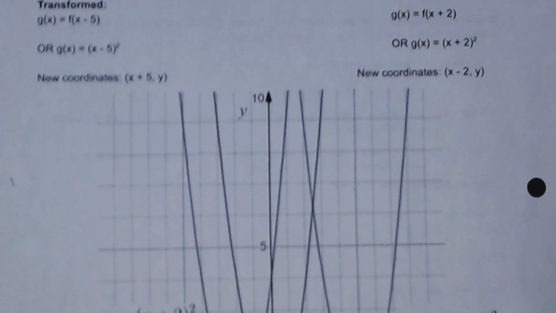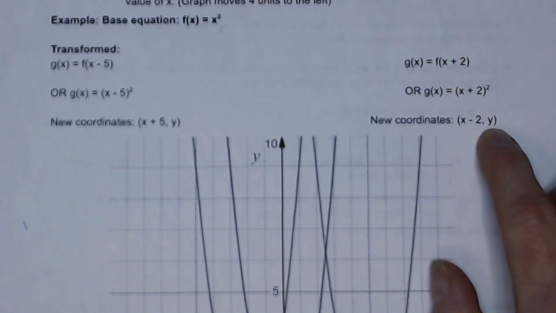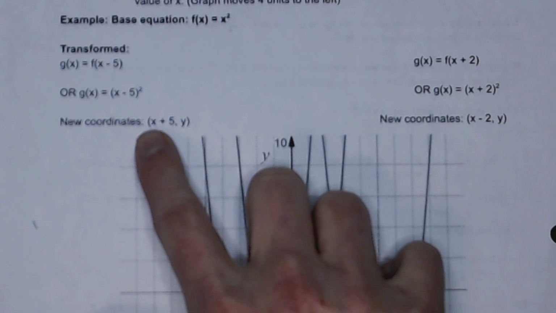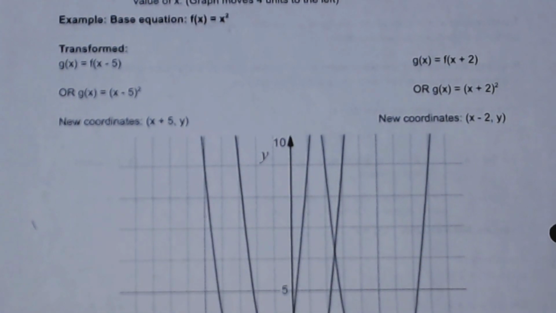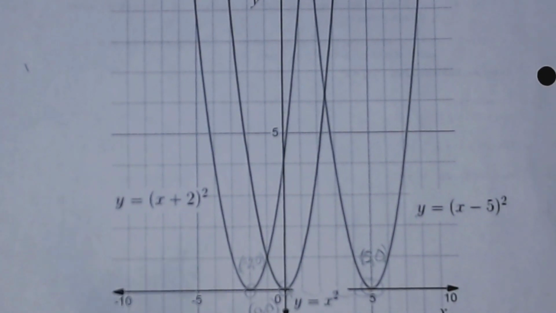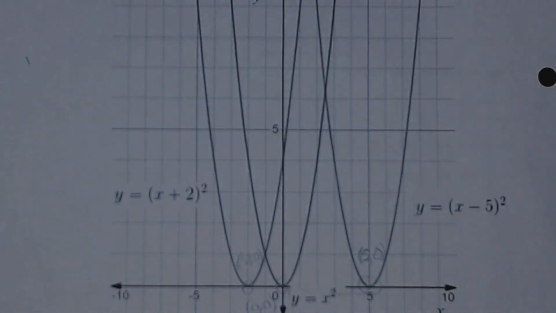So at the end, you can see that we have these new coordinates, (x minus 2, y) as well as (x plus 5, y). So your y values do not change. The shape of the graph does not change. It's just moved over left or right.